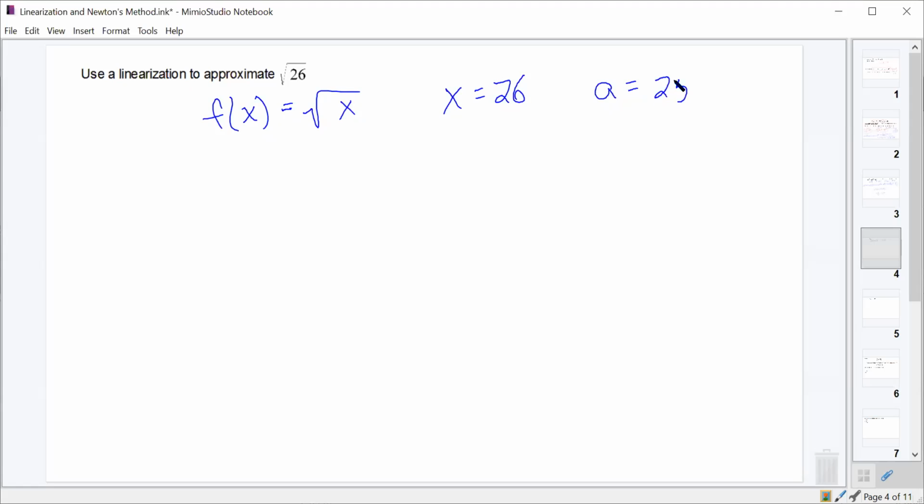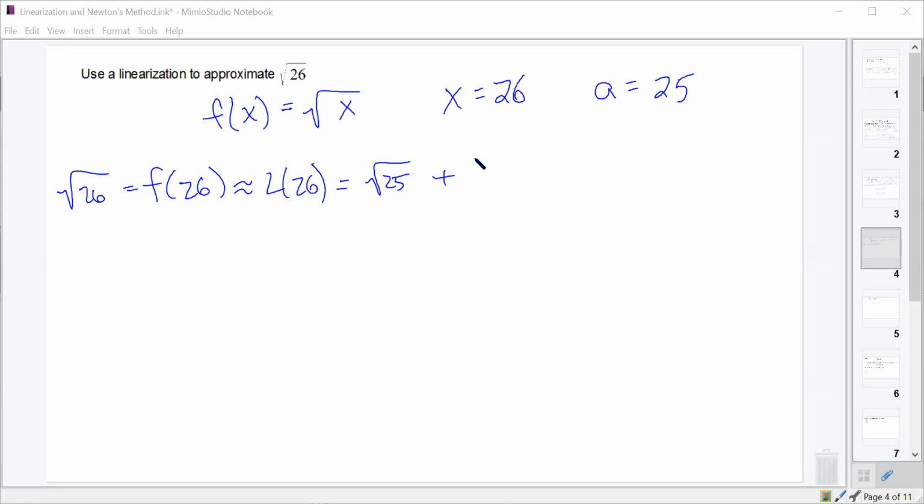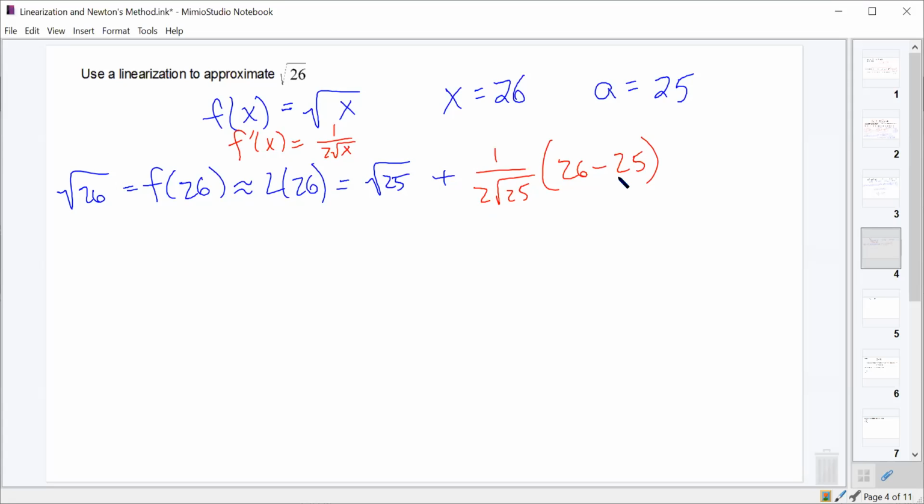25. Should be 25. So root 26 is f of 26, which is approximately equal to L of 26, which is what? f of a, so root 25, plus f prime of a. Oh, right, we didn't write out what f prime of x is. What's f prime of x? 1 over 2 root x. So plus 1 over 2 root 25 times x minus a. Good or no? Good.